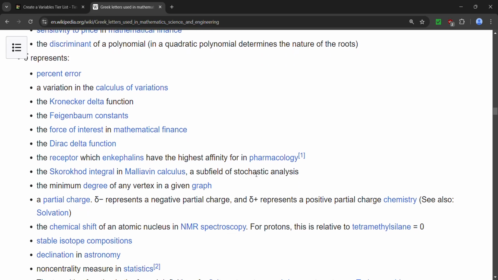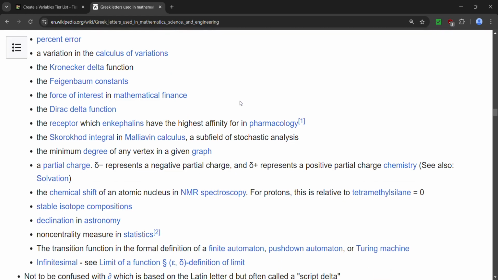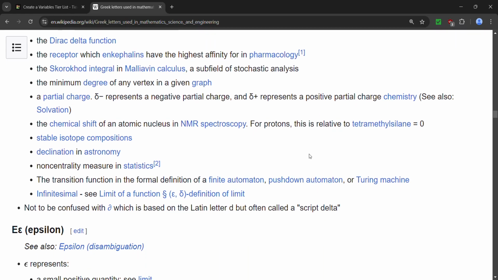And what else do we have? Dirac delta, Kronecker delta, some interesting functions, right? Chemical shift, NMR spectrograph. Okay. I thought there were more interesting versions of delta.